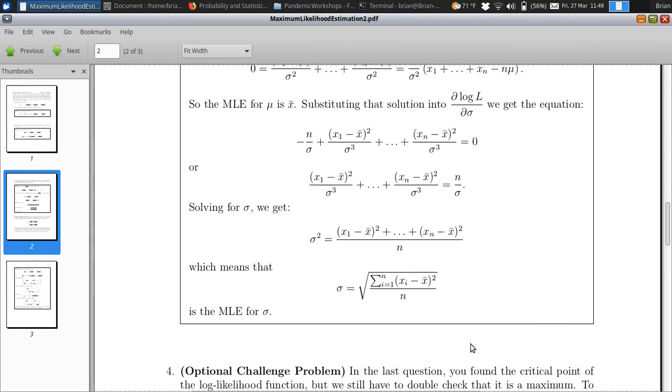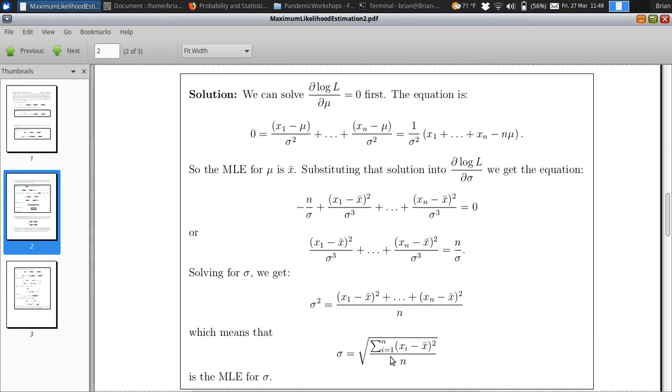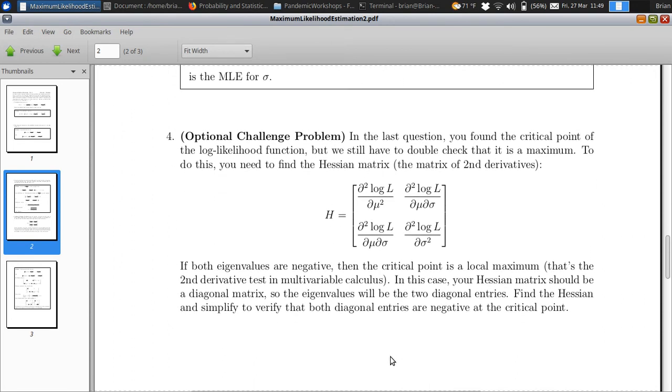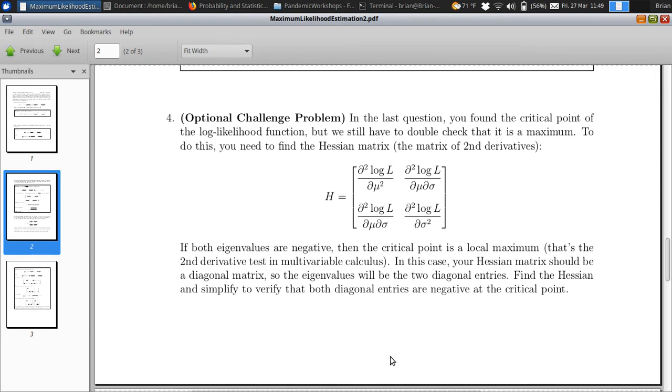Okay, now I've said it was the maximum likelihood, but I never actually showed that. I did give an extra challenge problem here to actually show that our solution was the maximum likelihood estimators for mu and for sigma. You actually have to double check that it really is a maximum, so you do the second derivative test for multivariable functions, and the way that works is you find the Hessian matrix, which is the matrix of all the second partial derivatives, and then you check to see that the eigenvalues of that matrix are both negative. If they're both negative, then you have a local maximum.